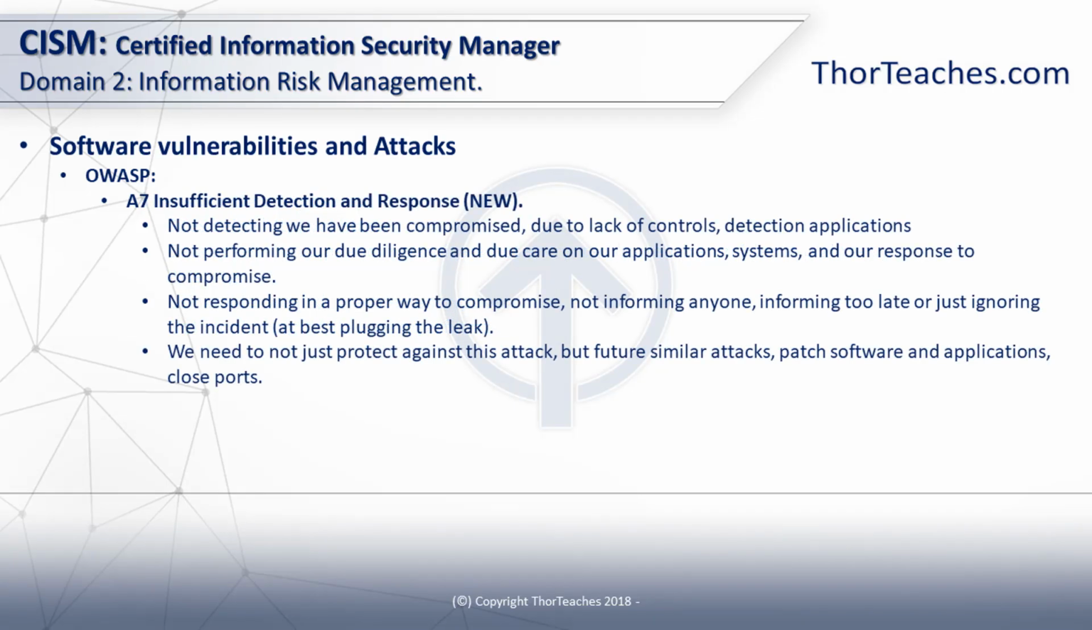A7, insufficient detection and response, and this is one of the new ones on the 2017 list. And the name really says what it is. We don't detect that we're compromised, or we don't act when we know we are. A lot of the large breaches over the last couple of years, whoever was breached had no clue until stuff started being publicized. And there are a lot of reasons why we do not detect it, and in most cases, it is us not doing something we should have done.